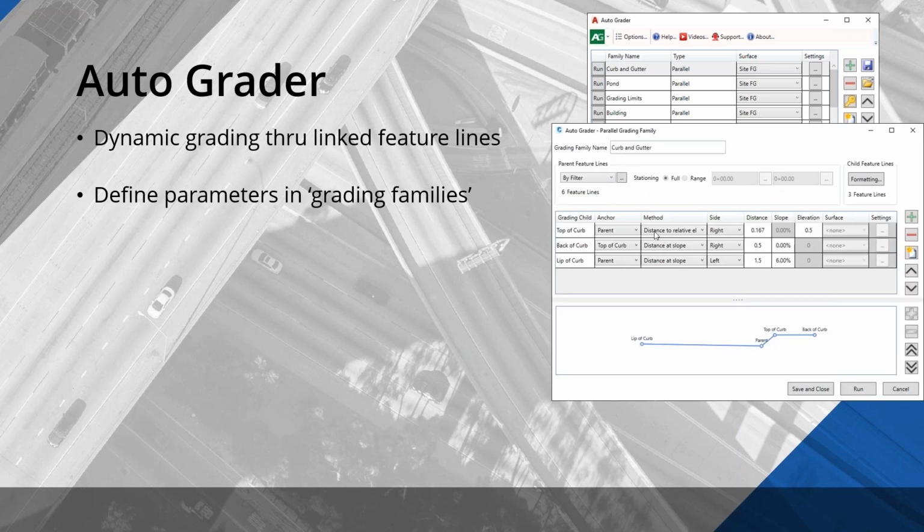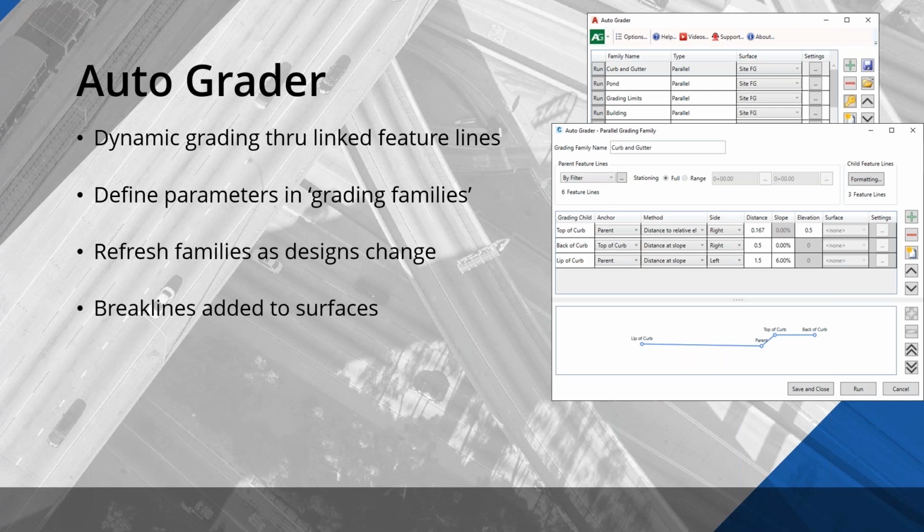This is a shot of what it looks like in a grading family. This is a parallel type where it'll automatically generate parallel 3D offsets for you. You can at any time refresh a family if you change parameters in it, or if the baseline or the parent feature lines, as we call them, are changed, and then your whole grading plan will update. All the feature lines that are generated are automatically added to surfaces as well, and you have control over those triangulation parameters.